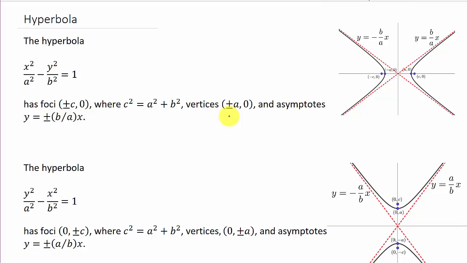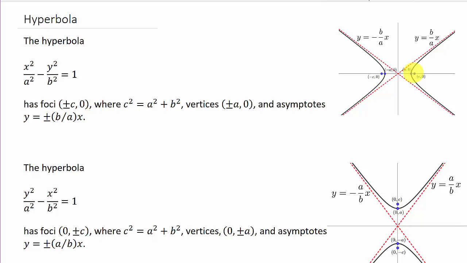Vertices at plus or minus a, 0. And asymptotes, y equals plus or minus b over a times x. And here's an example of the hyperbola.